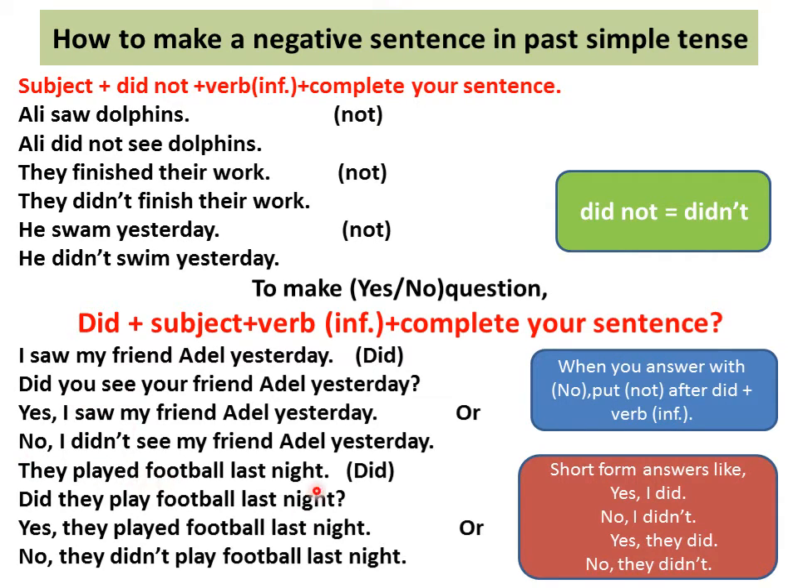They played football last night. Start with did. Did they play football last night? Yes, they did. Short answer. Or no, they didn't. If I want a complete answer, yes, they played football last night. Or no, they didn't play football last night. So short answer or short forms like this. Complete one, you have to complete the sentence. Write yes, then the subject and verb. So pay attention, please.